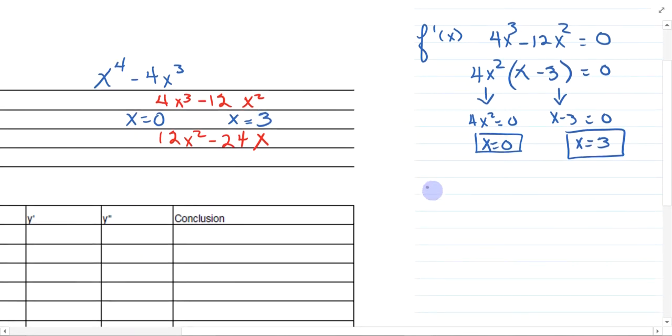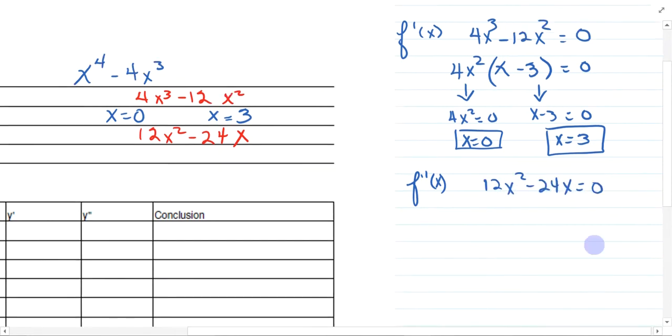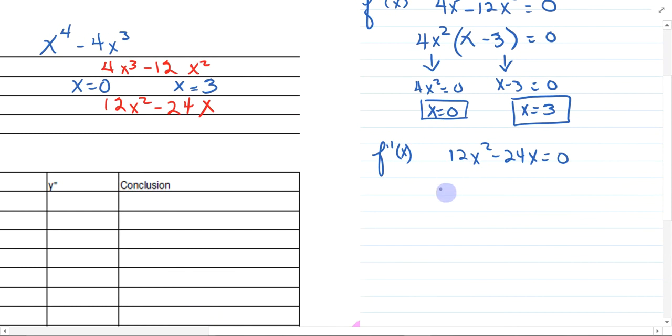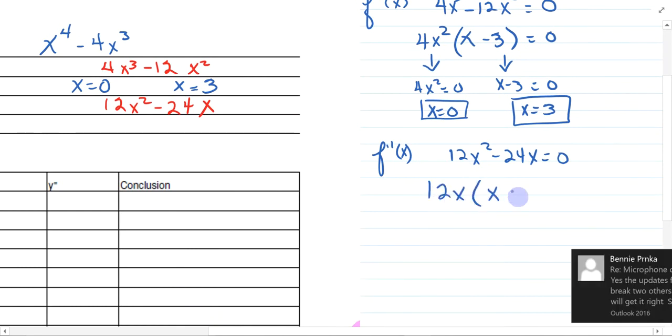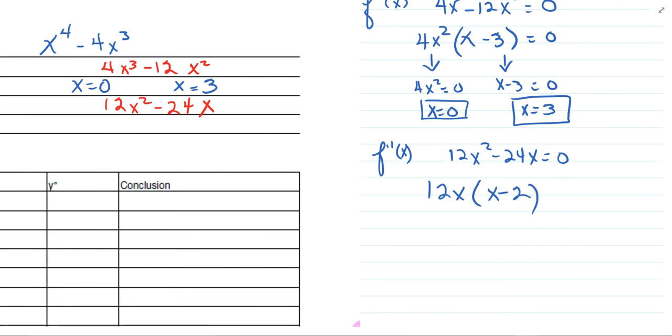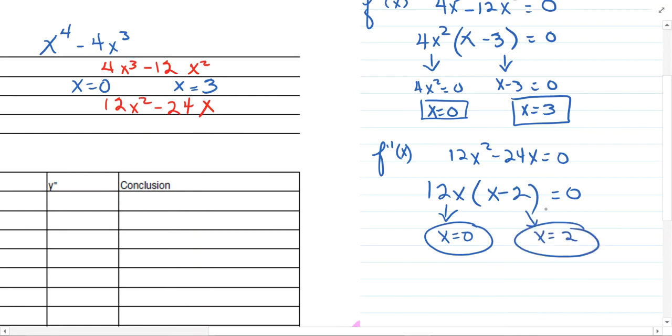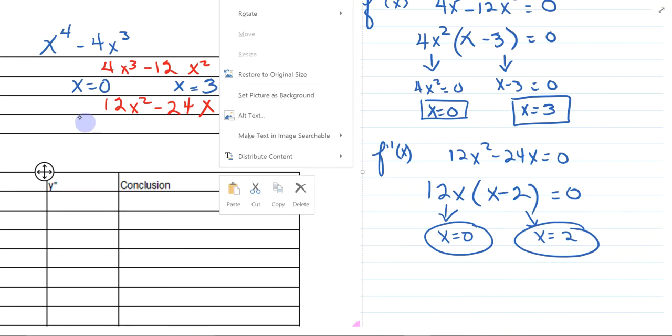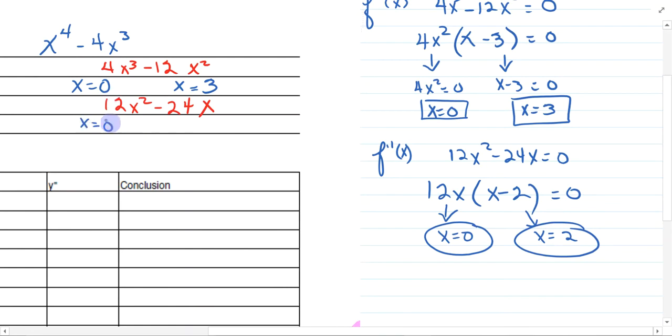I do the same thing for the second derivative, and that's going to be 12x squared minus 24x equals 0. And I'll factor out again, I'm going to take out a 12x, which leaves x minus 2. All right, and that's going to be equal to 0, and that means I'm going to have x is 0 here, and x is 2 here. All right, so let's write those over here, and we'll notice that we're getting x is 0 as a critical number and as a point of inflection.